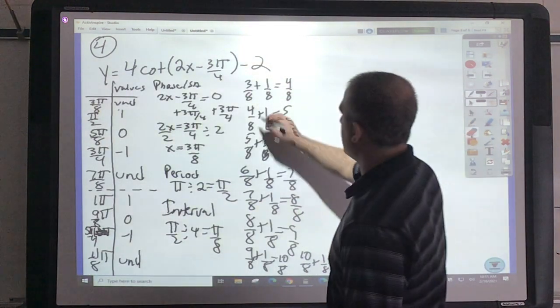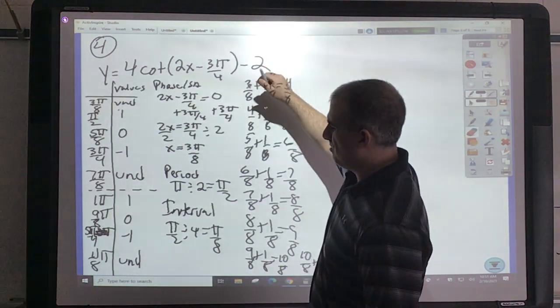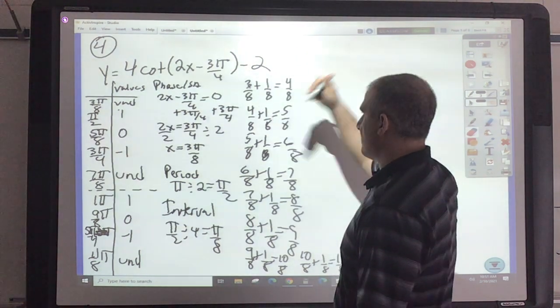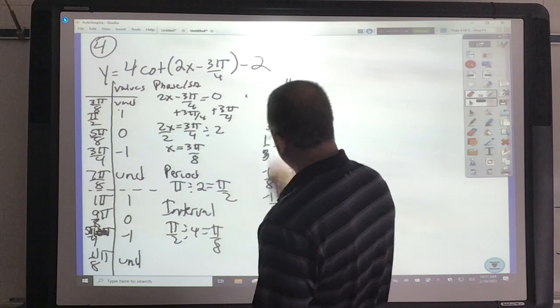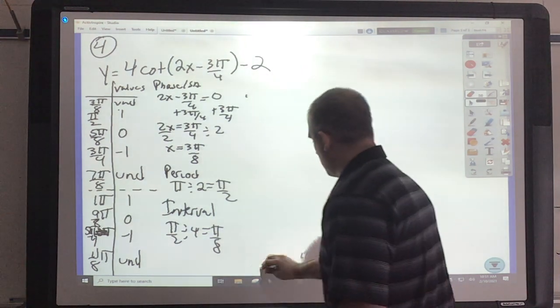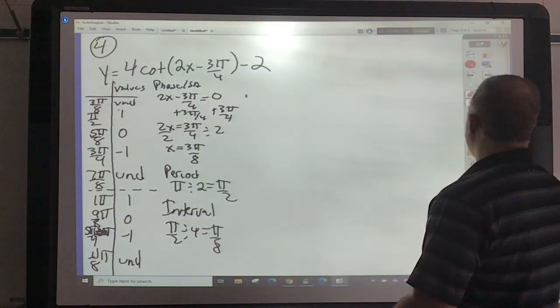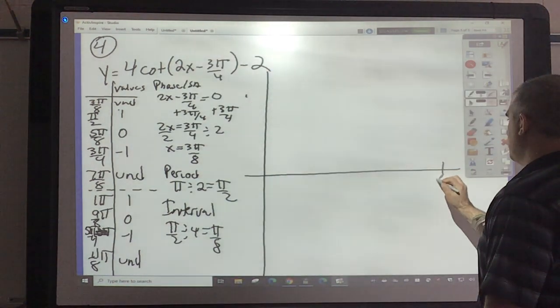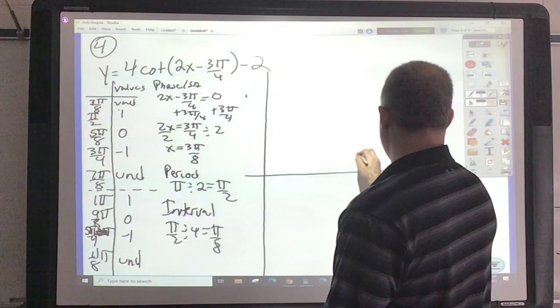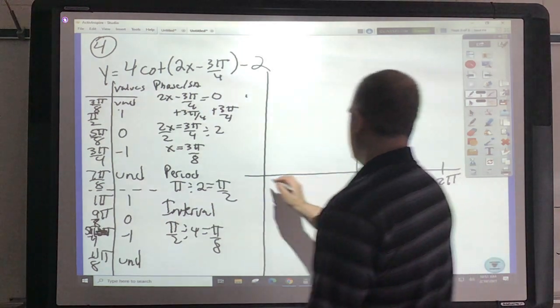All right, as you can see, I go from about 0, and 11/8 is about 1 point something. So I've got to go all the way from 0 to 2. Because I got these 8s, I'm going to make sure my graph is really spread out. All right, so I'm going to go all the way to 2 pi. I'm going to cut that at 1 pi. I'm going to cut that at 0.